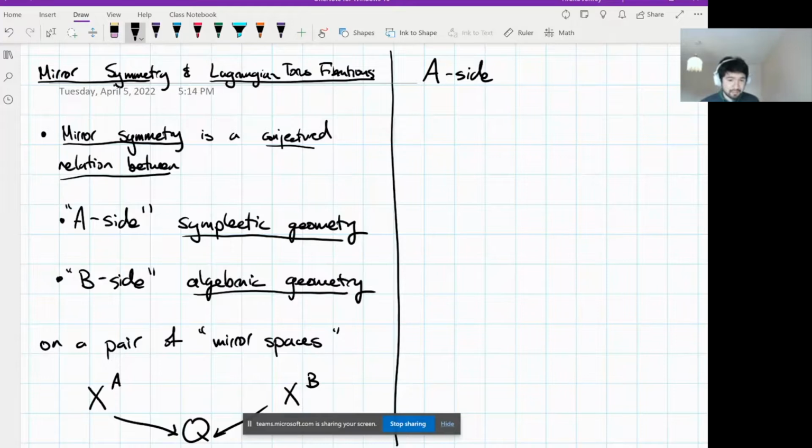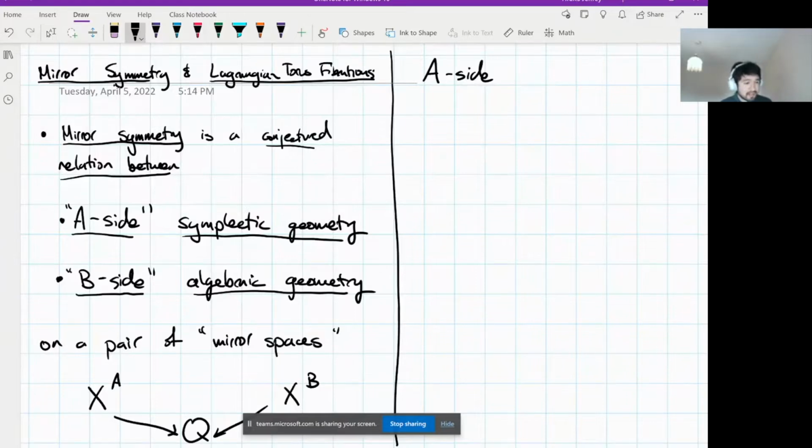And for historical reasons coming from physics, these are called the A-side geometry and the B-side geometry. I'll call them the A-side and B-side geometry simply because writing out symplectic geometry and algebraic geometry takes a lot of time. Also, the word symplectic doesn't make a good superscript on your spaces. So if I write XA, I mean a symplectic space. And if I write XB, I mean an algebraic space.